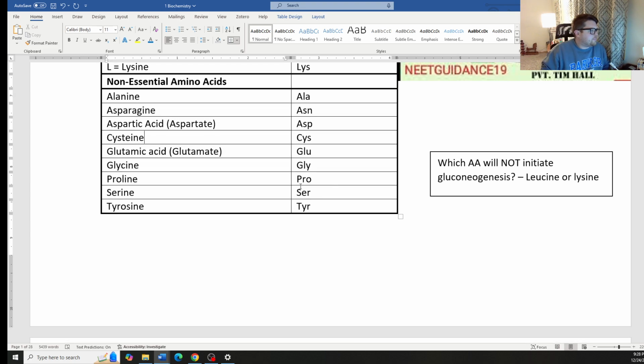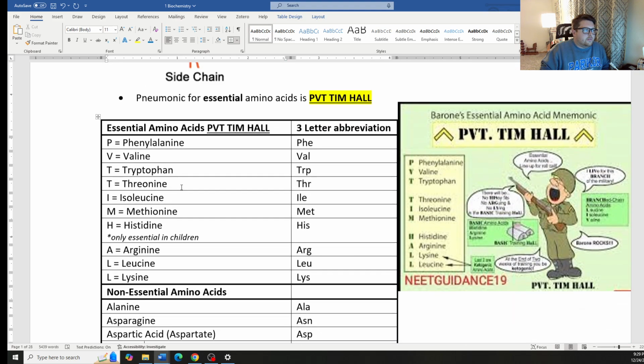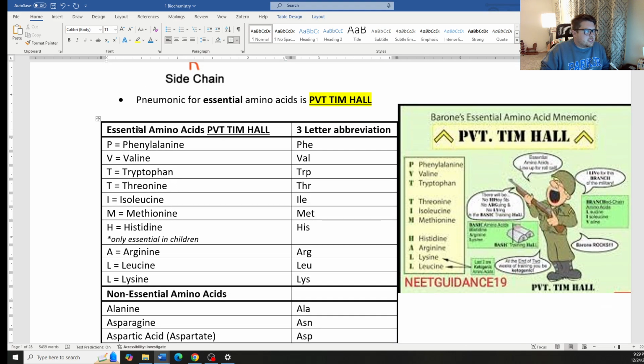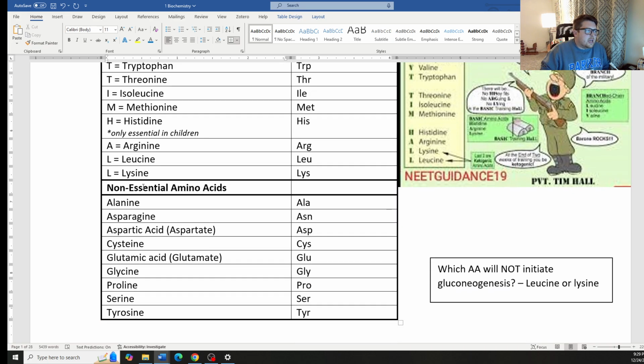We have aspartic acid, known as aspartate, cysteine, glutamic acid, also known as glutamate, glycine, proline, serine, and tyrosine. So we divide these up into essential, meaning we have to consume them, and non-essential, which means our body can produce them.